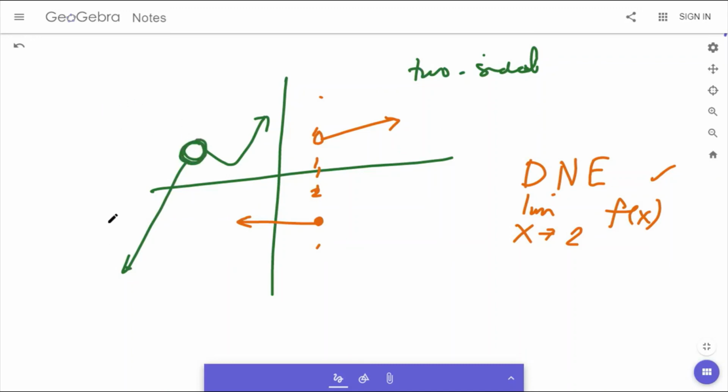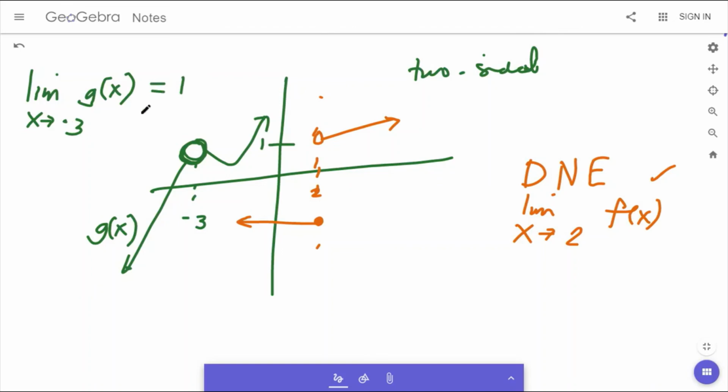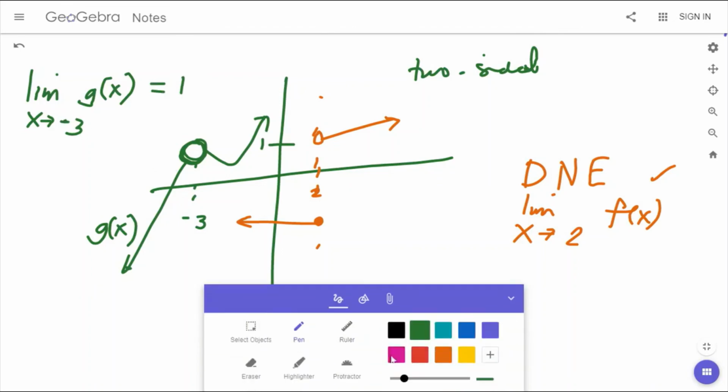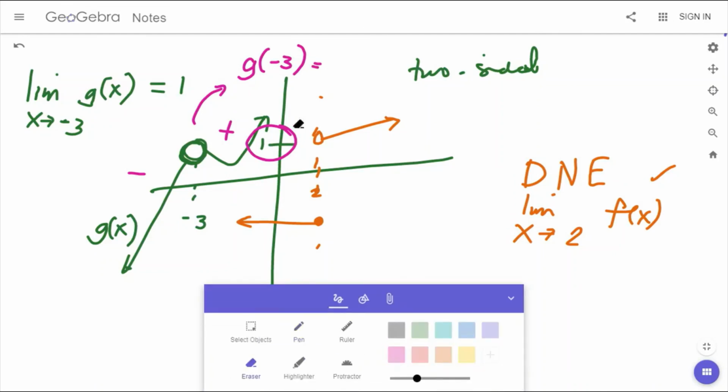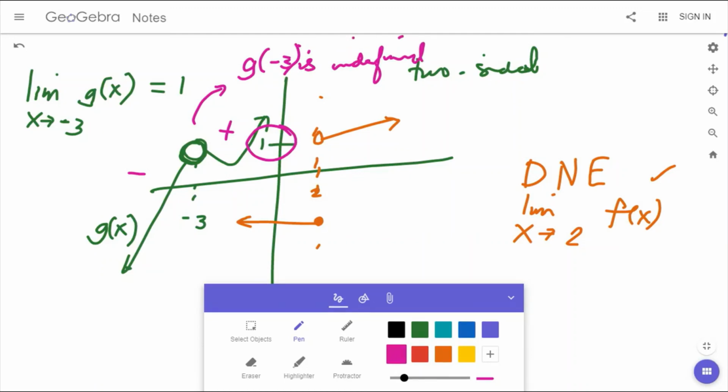Pero when it comes to the limit, let's say for example this is g of x, and let's say this is negative 3. So the limit of g of x as x approaches negative 3, let's say for example this is 1, the answer is 1. Bakit 1? Kasi left and right both move to the same value, that is 1. And then when you are asked what is g of negative 3, the answer is undefined. That must be in the statement: g of negative 3 is undefined. And that is graphically speaking, class. Graphically speaking, ganyan talaga yung nangyayari.